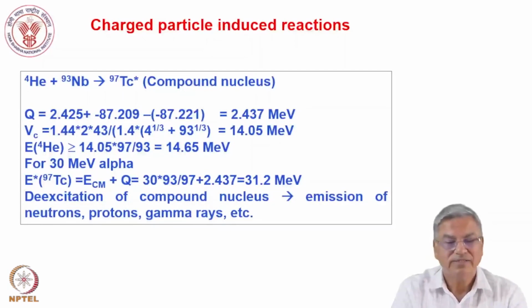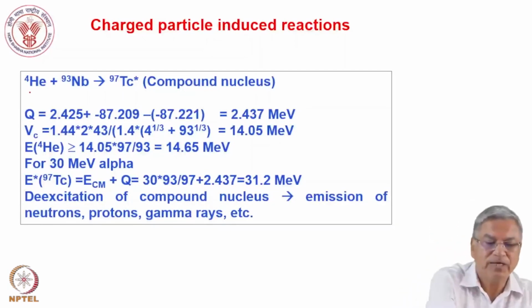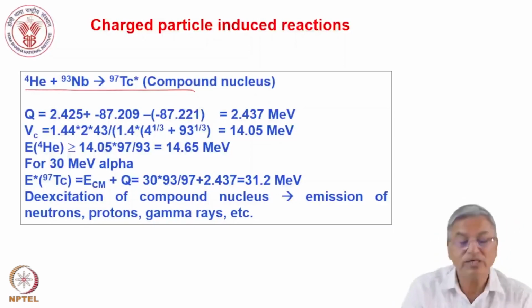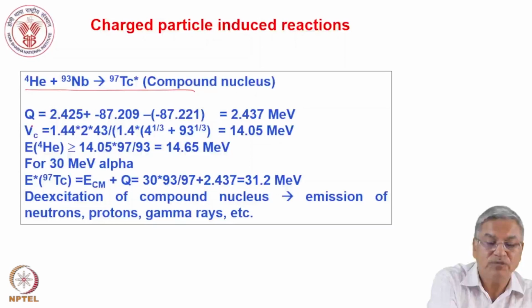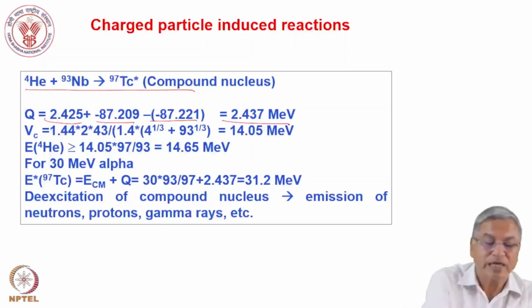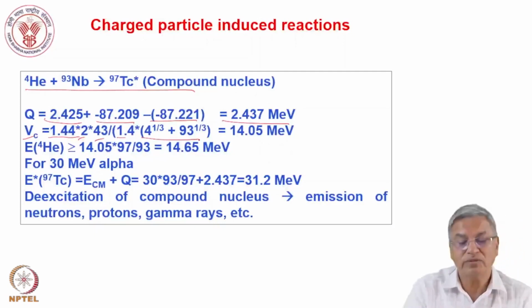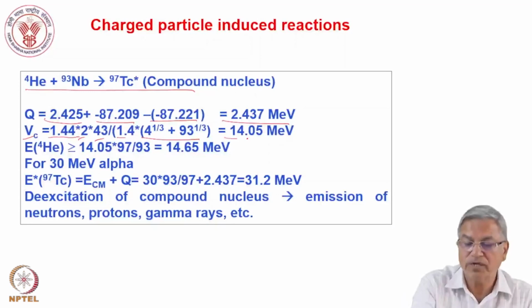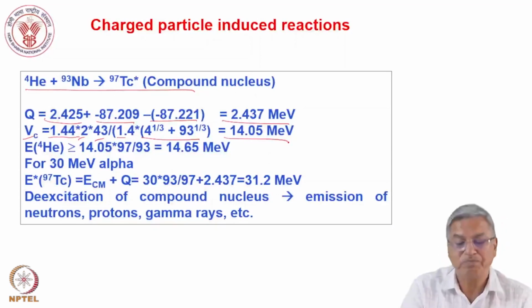In charged particle induced reactions, when the projectile comes, it can bombard the target and form a compound nucleus. Let us try to see what is the excess energy of the compound nucleus. We calculate the Q value using the mass of alpha, mass of niobium 93, and mass of niobium 97. This will be plus 2.437 MeV. And you can calculate the Coulomb barrier by 1.4382 Z1 Z2 upon R0 (A1 to the 1/3 plus A2 to the 1/3). You can substitute to get 14.05 MeV.